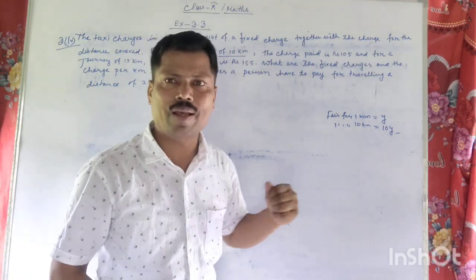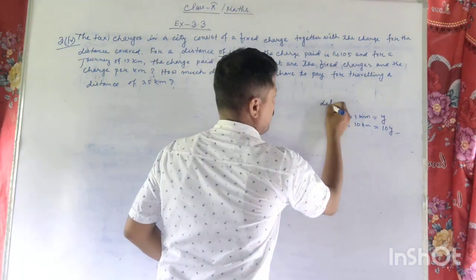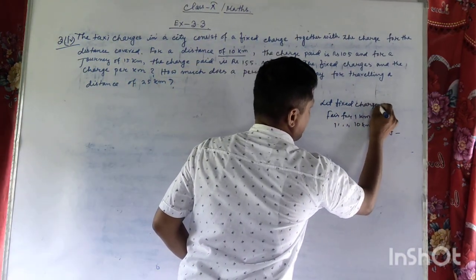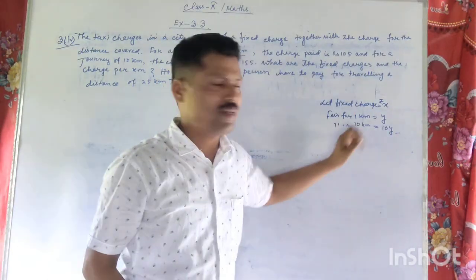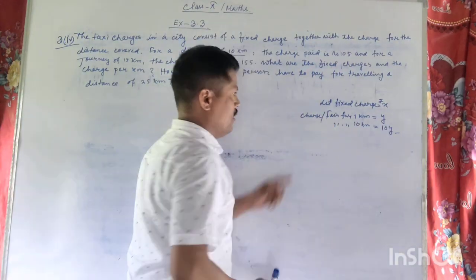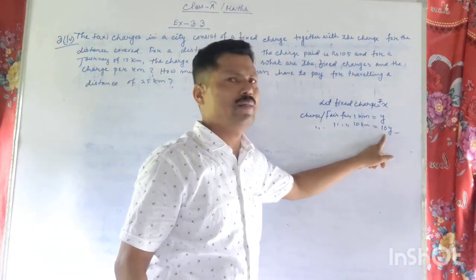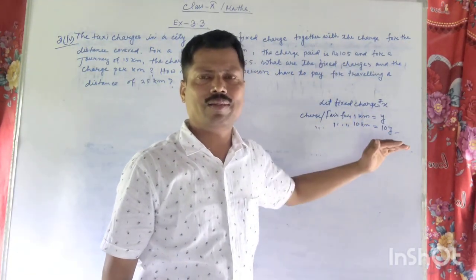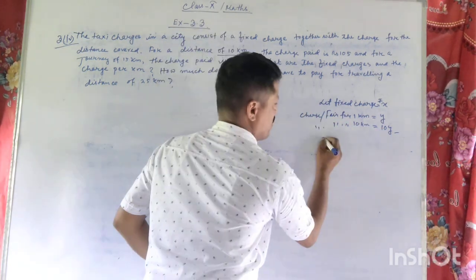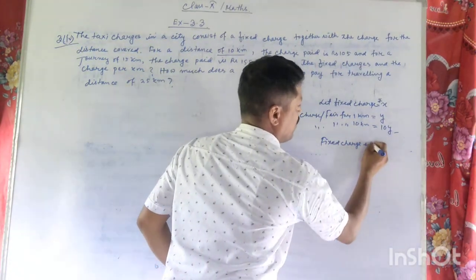So how much amount have to pay for the fare? Now this one is fixed charge. Fixed charge is what? x. Fixed charge is rupees x, and fare for 1 kilometer is equal to y. Then fare for 10 kilometers is equal to what? They are 10y. Then total amount we have to pay for the fare. So at that time fixed charge plus kilometer wise charge.